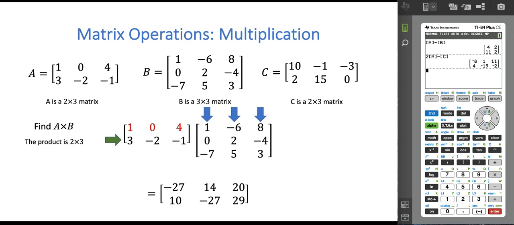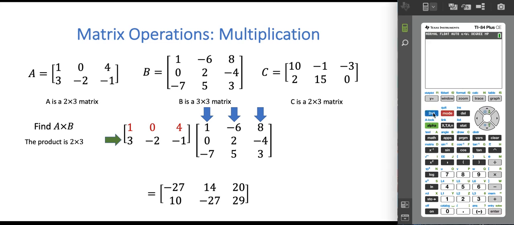Now you can do that on your calculator too. So you can put these in your calculator. So I think second matrix A has the correct matrix in it. Let's just check. And it does: 1, 0, 4, 3, -2, -1. But I am going to have to edit matrix B. So matrix B is supposed to be a 3 by 3. Okay, so now I've edited matrix B.